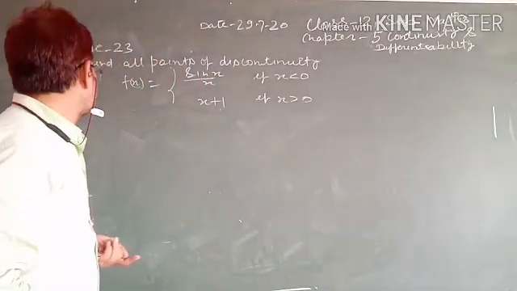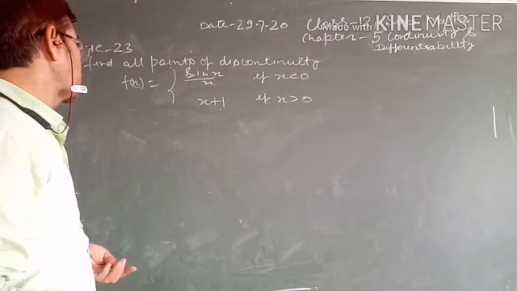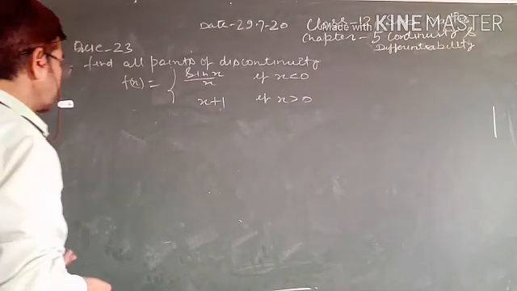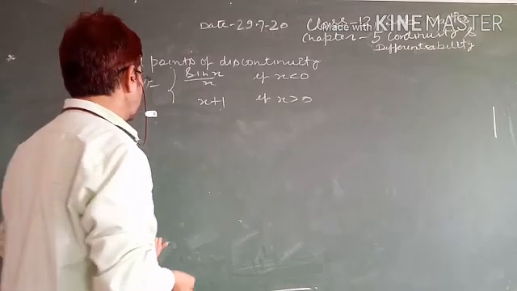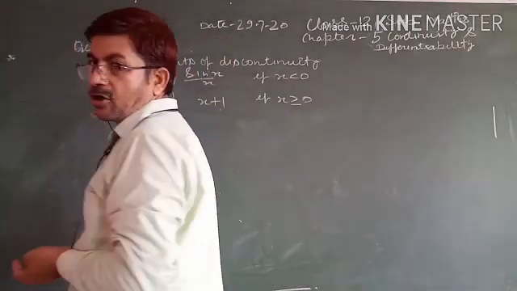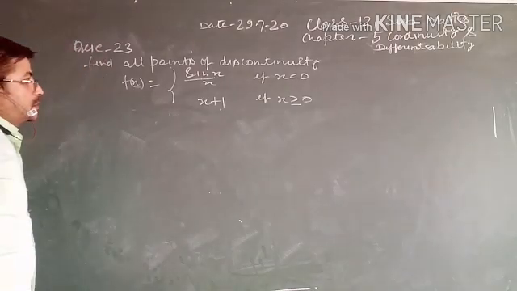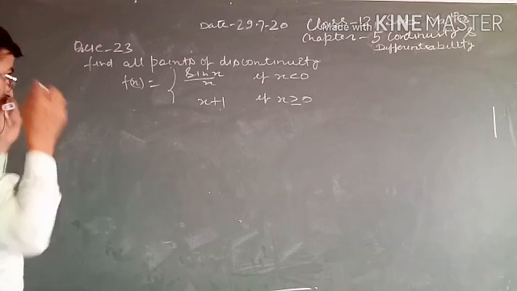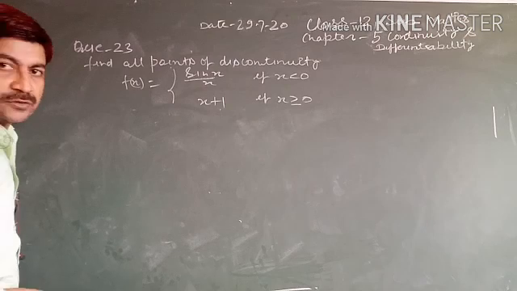Now, question number 23. Find all points of discontinuity. In this question, the function is defined as f(x) equal to sin x upon x if x is less than 0, and x plus 1 if x is greater than or equal to 0. In this question, two cases are given. One is x equal to 0 and another is x not equal to 0.